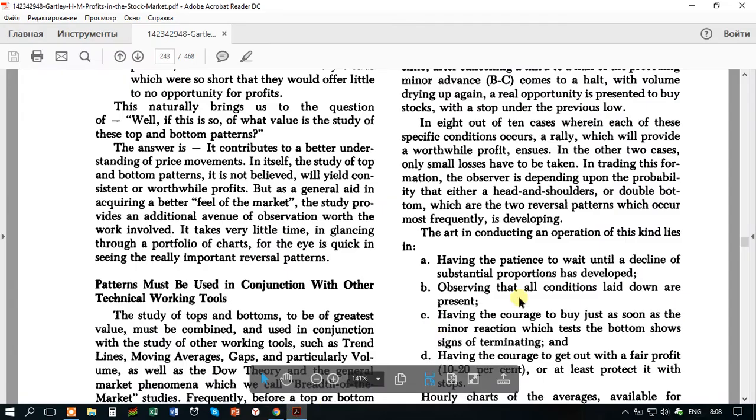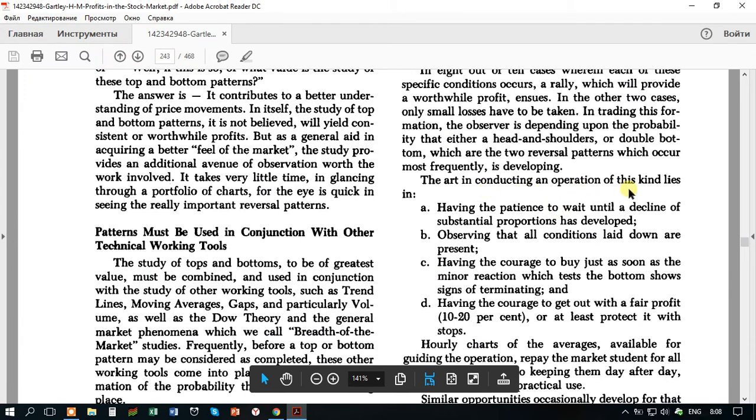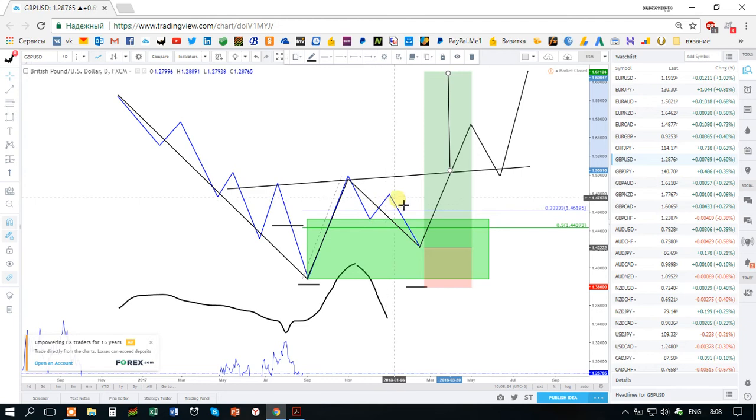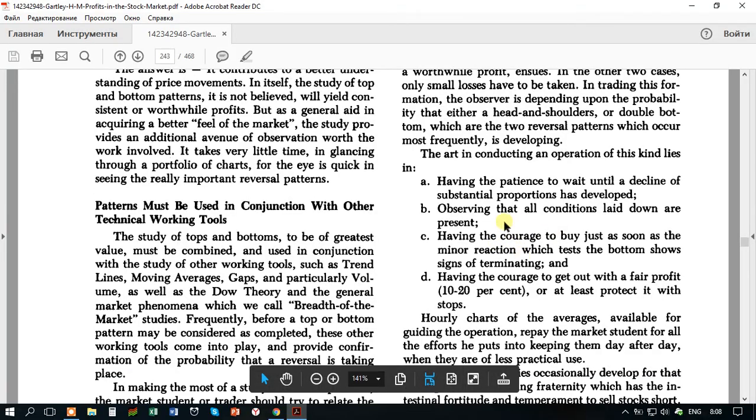Let's read further. The art of conducting an operation of this kind lies in having the patience to wait until a decline of substantial proportions has developed. So you need those proportions, you need that decline, and you need to wait and be patient. Second, observing that all conditions laid down are present. Yes, you need all conditions. Then you need to have the courage to buy just as soon as the minor reaction which tests the bottom shows signs of terminating.